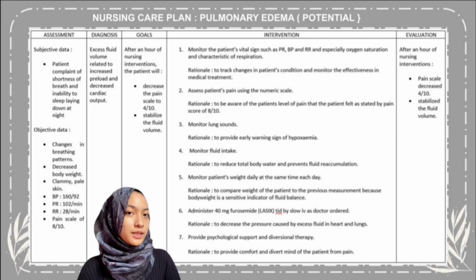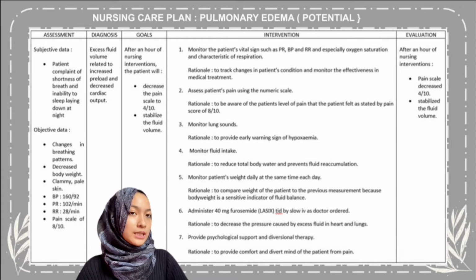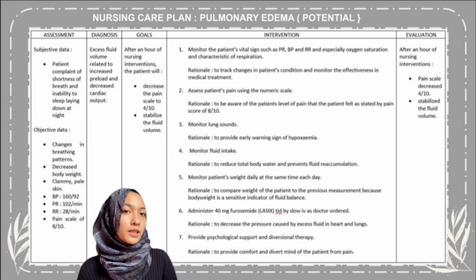So next, we can discuss some nursing care plans for pulmonary edema. The nursing diagnosis related to the potential problem would be excess fluid volume related to increased preload and decreased cardiac output. As evidenced by subjective data, the patient complains of shortness of breath, while objective data is proved by decreased body weight, clammy and pale skin. Blood pressure is 160/90 and pulse rate is 120 per minute, while respiratory rate is 28 per minute.